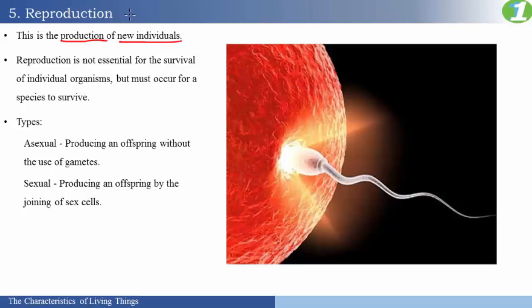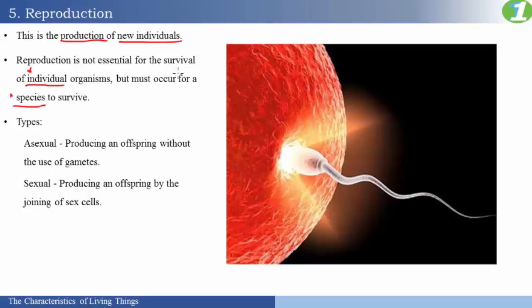Now, reproduction is not essential for the survival of one individual, but it is essential for the survival of a species. What do I mean by that? Well, to be honest, it is more important for the entire species to continue, but it is not as important for one individual in the population to continue. So the population is not limited by one individual.